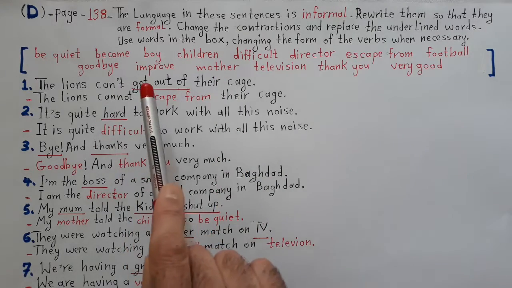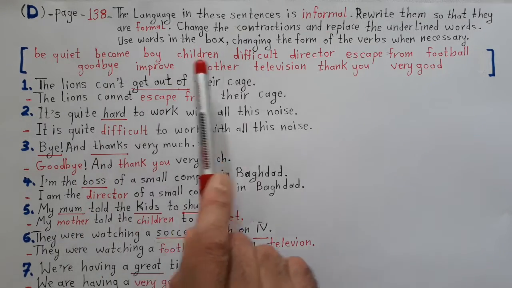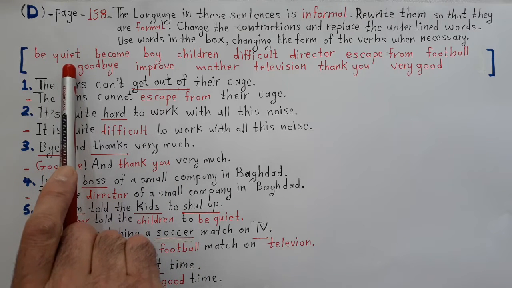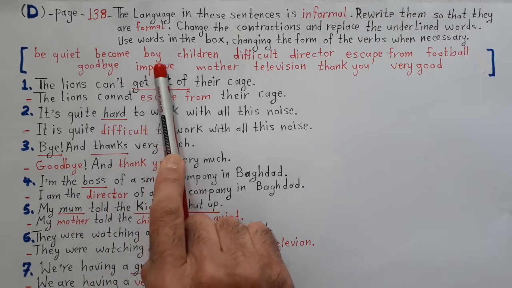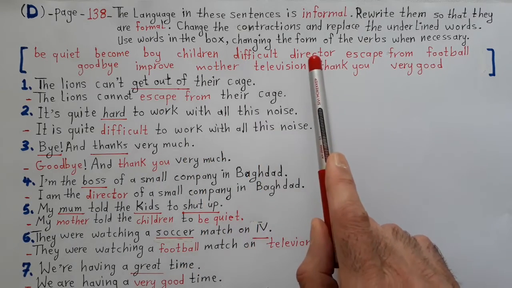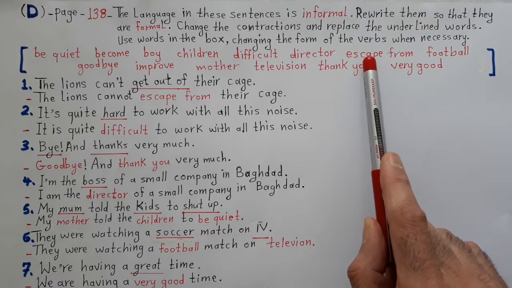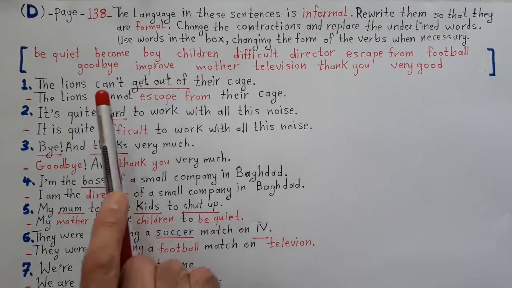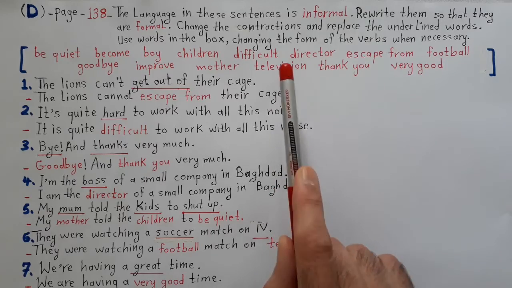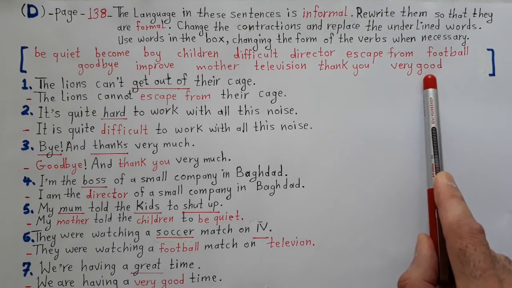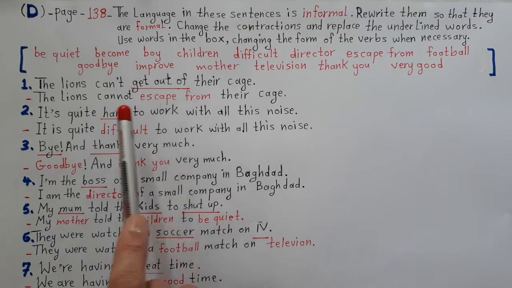So the sentences are informal. We are going to change them into formal. The words in the box, الكلمات داخل الصندوق are be quiet, كن هادئا, become يصبح, boy ولد, children أطفال, difficult صعب, director مدير, escape from يهرب من, football كرة قدم, goodbye وداعا مع السلامة, improve يتحسن, mother الأم, television التلفاز, thank you شكرا لك, very good جيد جدا. We are going to use these words instead of بدلا من the underlined words الكلمات التي تحت خط.